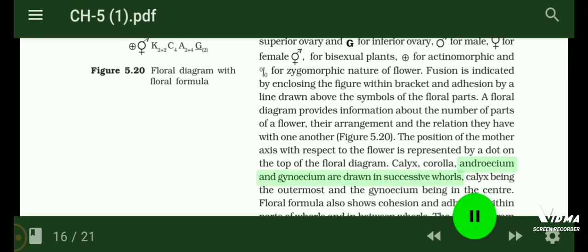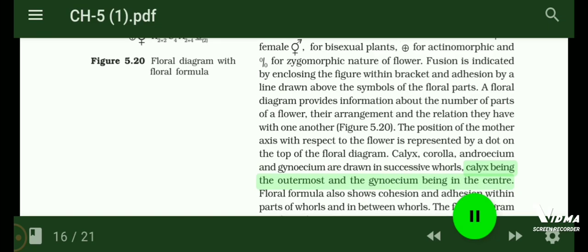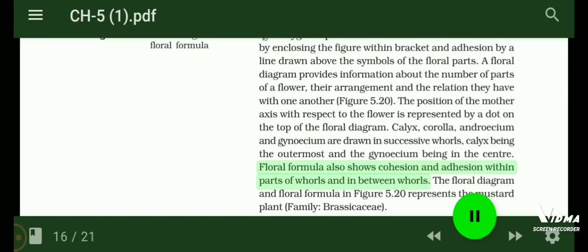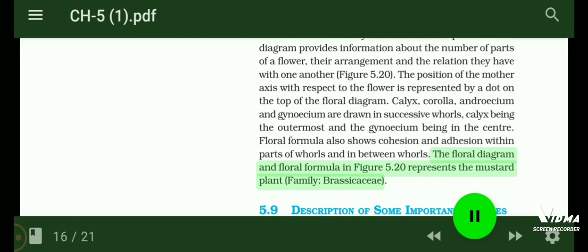Calyx, corolla, androecium and gynoecium are drawn in successive whorls, calyx being the outermost and the gynoecium being in the center. Floral formula also shows cohesion and adhesion within parts of whorls and in between whorls. The floral diagram and floral formula in figure 5.20 represents the mustard plant family, Brassicaceae.